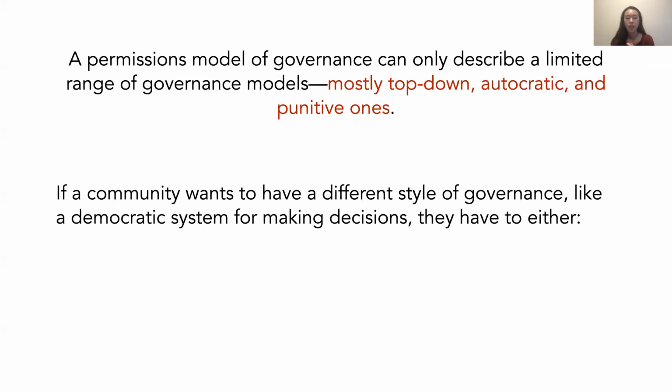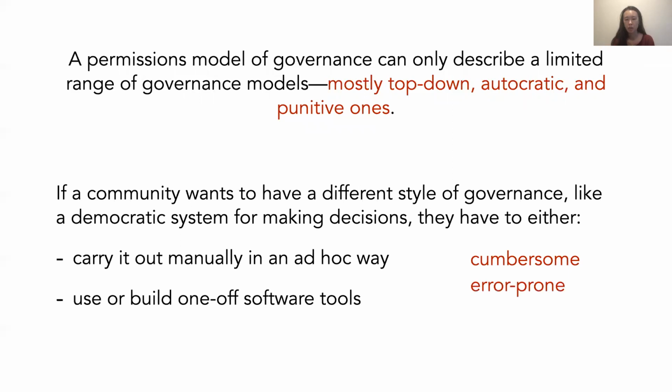Either they can carry it out manually in an ad hoc way, which can be cumbersome and error-prone. We can see some examples of this in different online communities. For instance, some Reddit communities actually hold elections for mods. Or they can use or build one-off software tools for doing things like taking a poll or carrying out a particular rule. For instance, on Wikipedia, there are lots of these one-off bots that carry out certain procedures, such as closing a debate after a certain period of time has passed. These can be pretty hard to maintain because each tool only addresses one small portion of governance, and thus it can be hard to get all these different tools to work together.